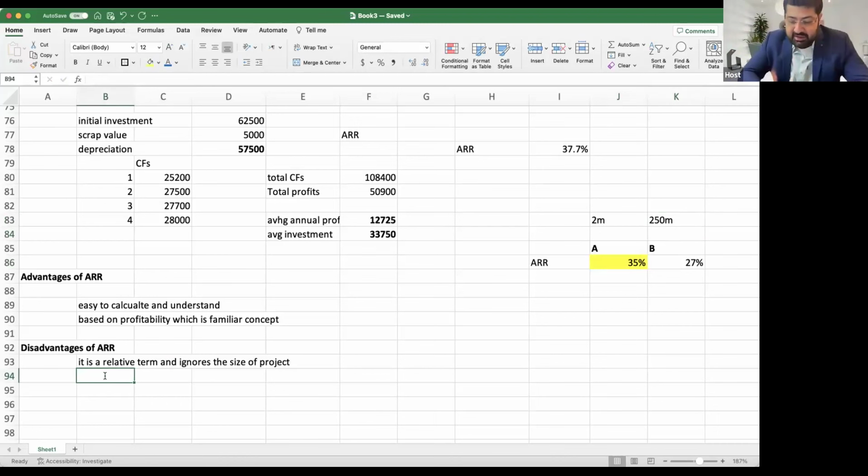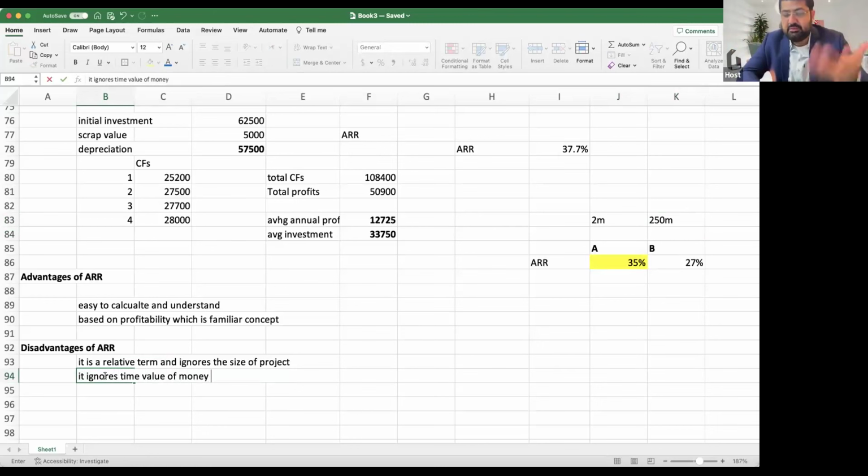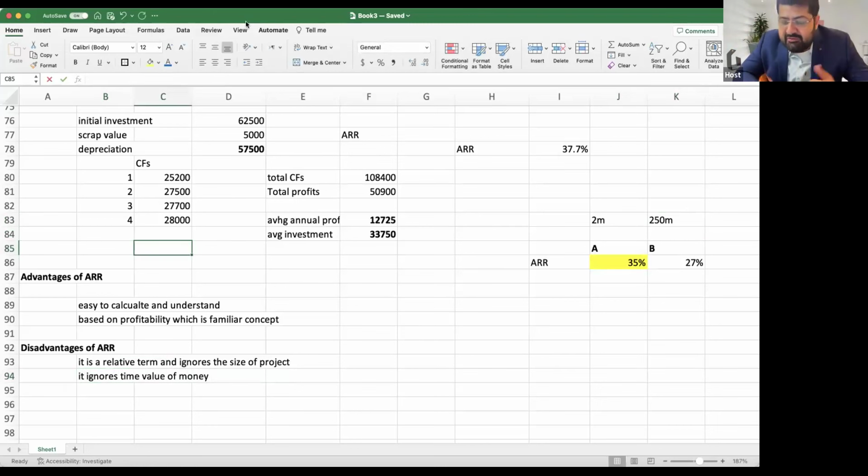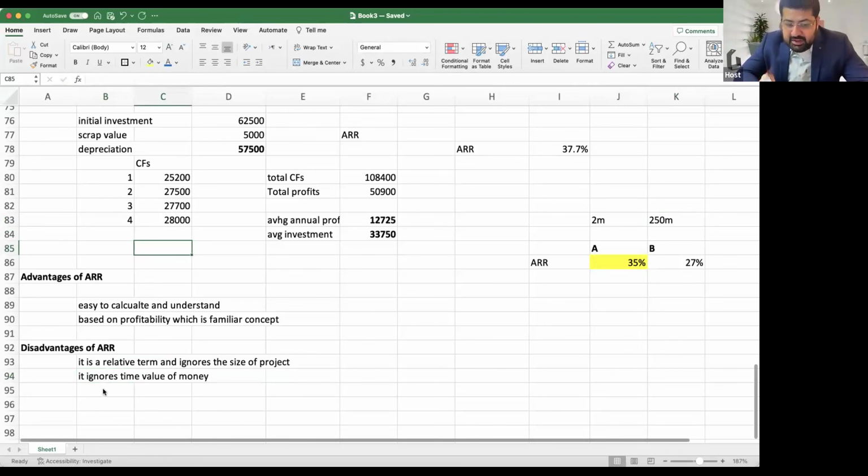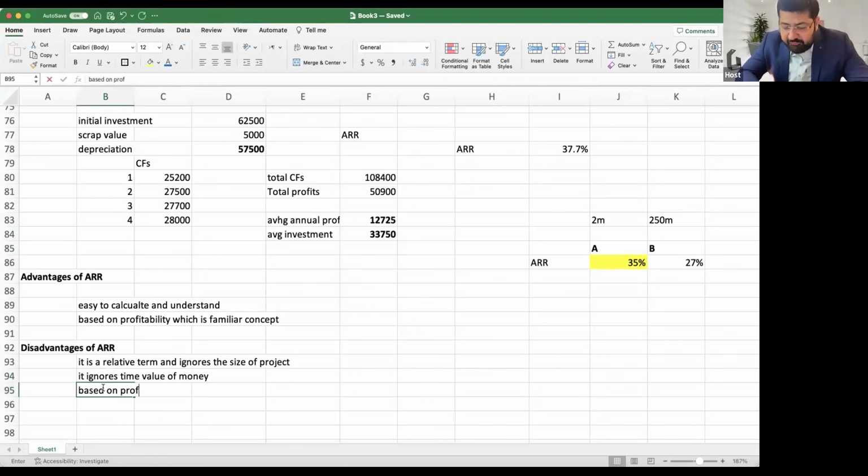And then it ignores the time value of money. No time value is considered. It is based on profits, which can be manipulated easily. Increased depreciation or decreased depreciation changes profit, as do any non-cash items.